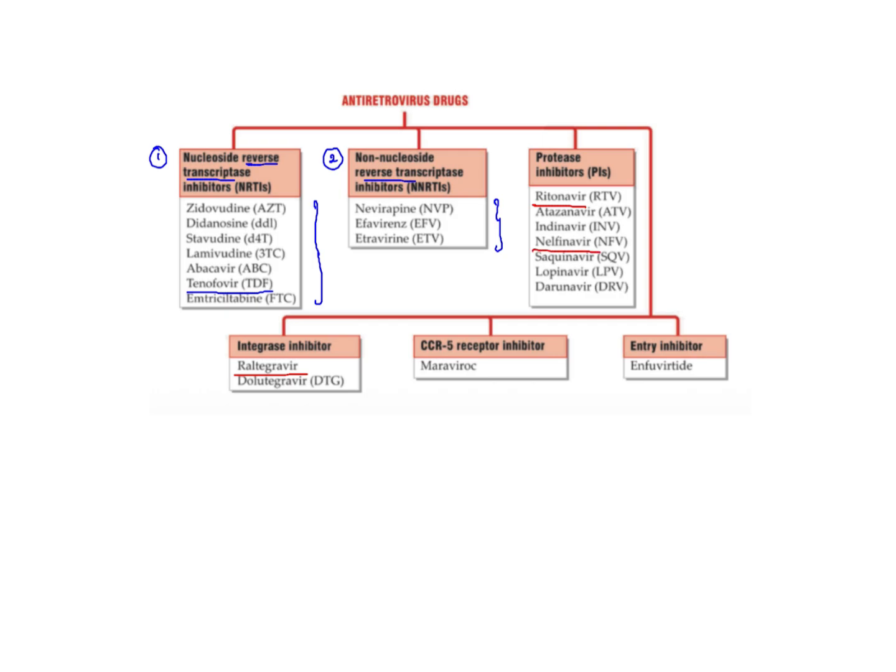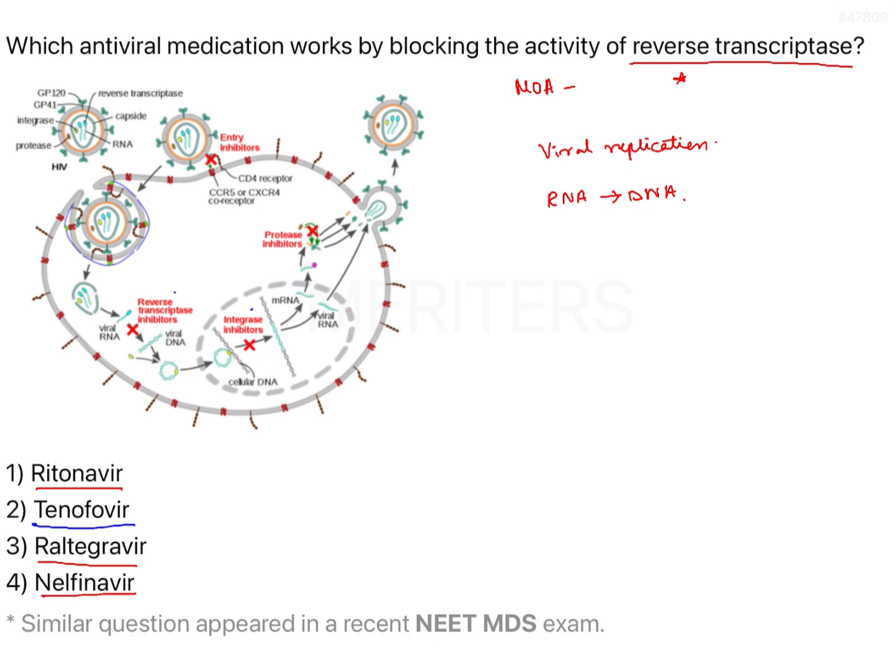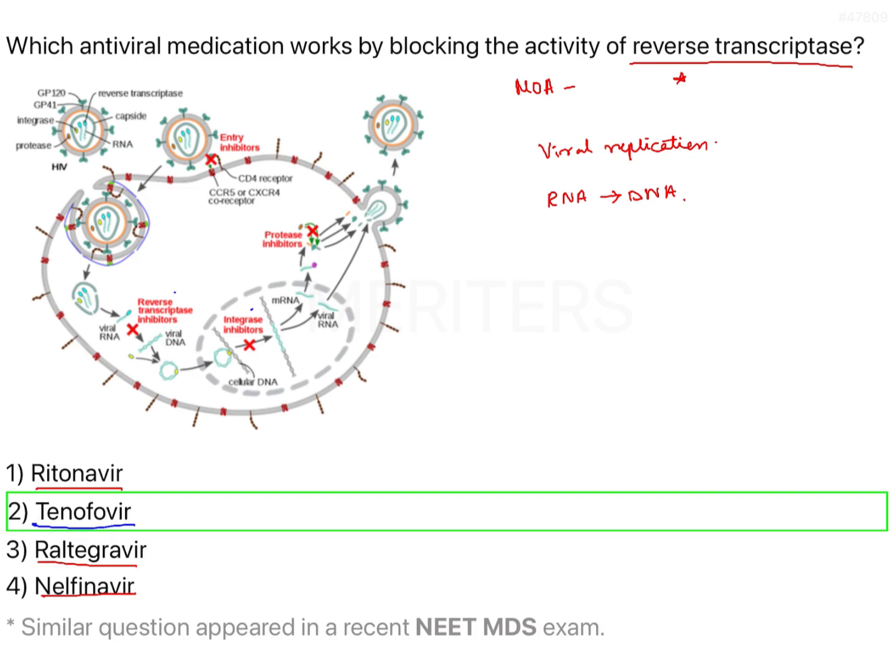So the remaining 3 drugs are not reverse transcriptase inhibitors. They have different mechanisms of action. They are protease and integrase inhibitors. So tenofovir is the correct answer. Now let's get some more details about tenofovir.